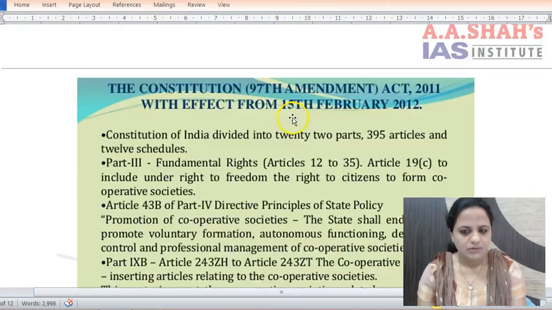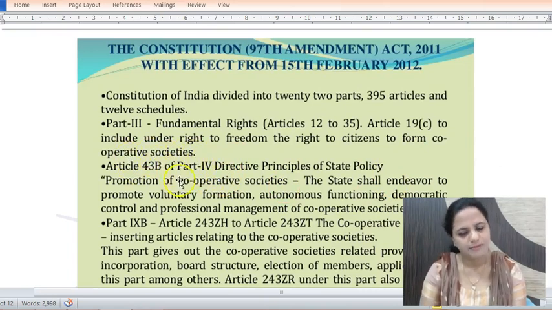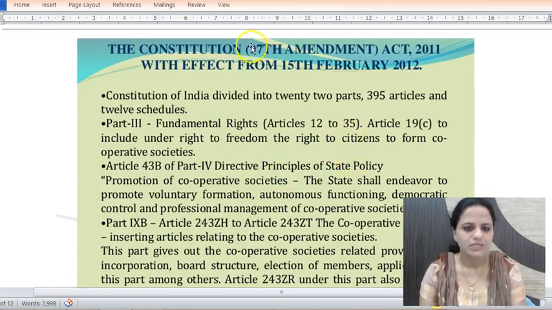So here you can see the Constitution has also been amended. So the 97th Amendment Act of 2011 has constitutionally provided for the functioning of cooperatives. Earlier they were mentioned specifically in the Directive Principles of State Policy. So Article 43B of Part 4 still mentions that promotion of cooperative societies should be undertaken by the state, voluntary formation. And Part 3, of course, gives you the right to freedom of association. So here that part is also there.